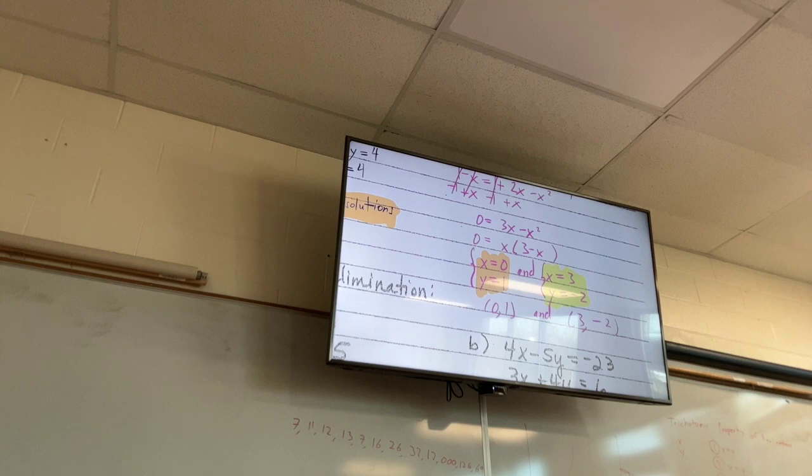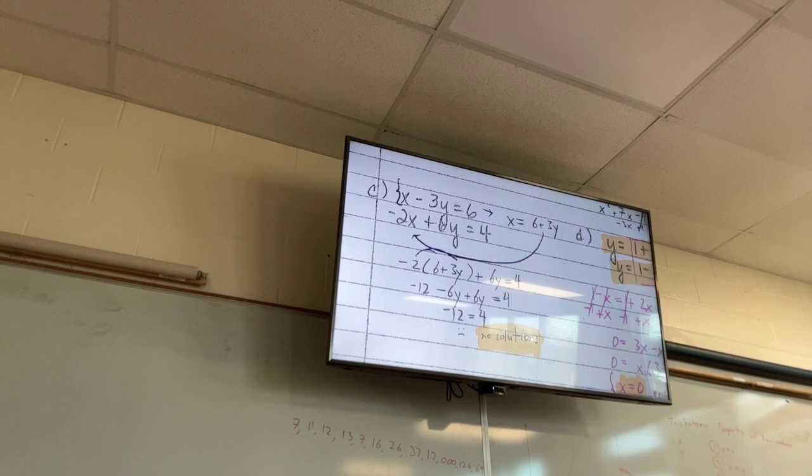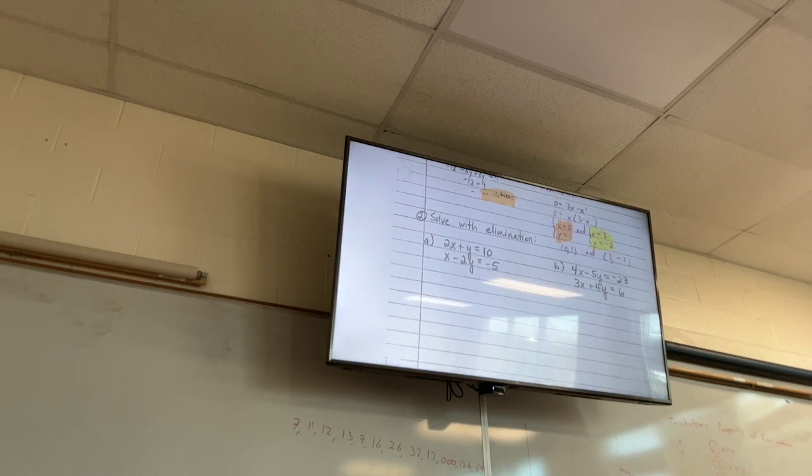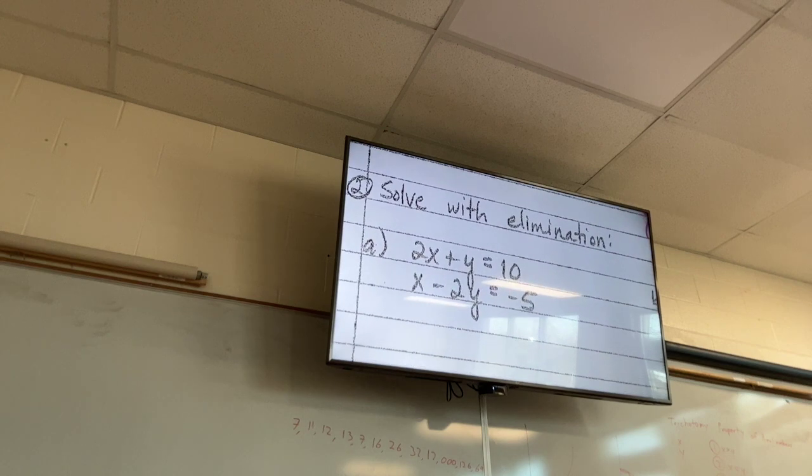You can do the other one too, if you like squaring stuff. All right, solve with elimination. Hopefully you remember this from Algebra 1. What am I going to multiply this by? You guys remember how to do this?